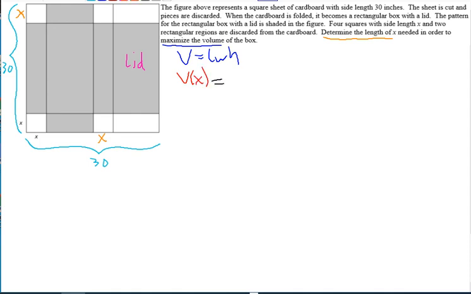So let's start with the length here. Notice this starts out as 30, but we're going to cut out these 2 x's, so that would be 30 minus x minus x. So our length right here would be 30 minus 2x.